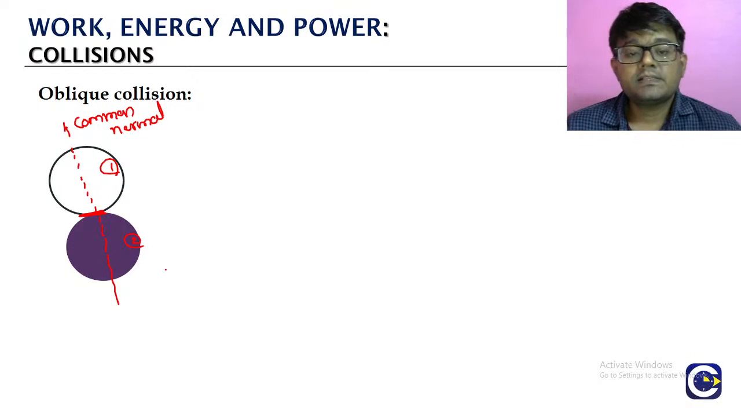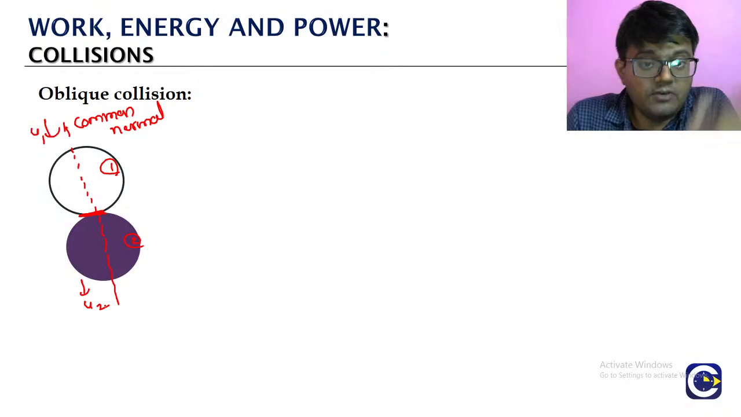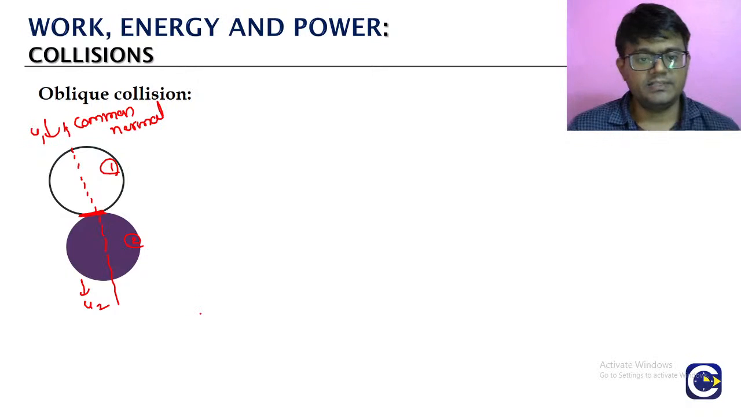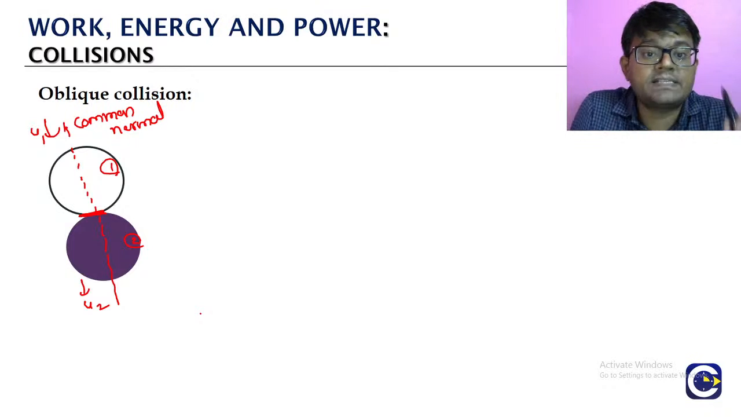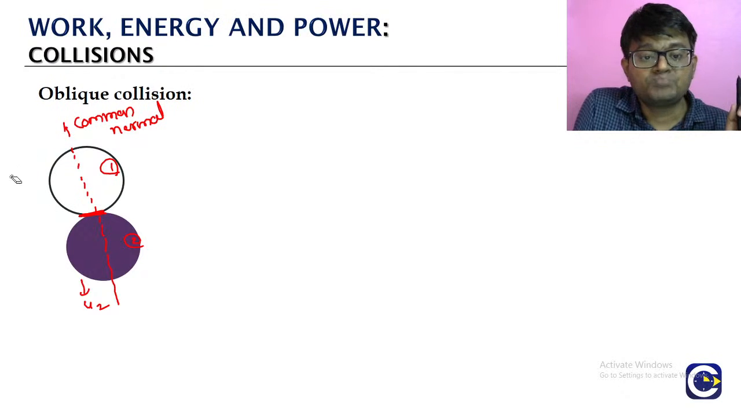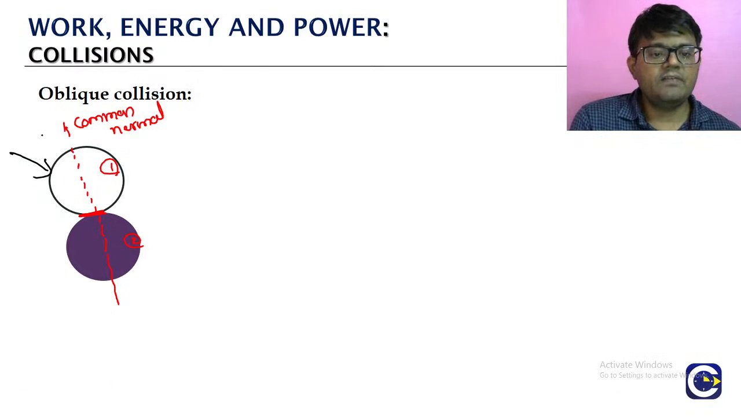Now what happens in case of the head on? The velocities of the particles before the collision, let us call them u1 and u2, will be confined to that same common normal line. That is our head on discussion. So after collision, velocities v1 and v2 also will be confined to that same common normal line. But in case of oblique, that is not going to happen. We may have the velocities in different orientations. Let us say this has a velocity u1, this has a velocity u2.